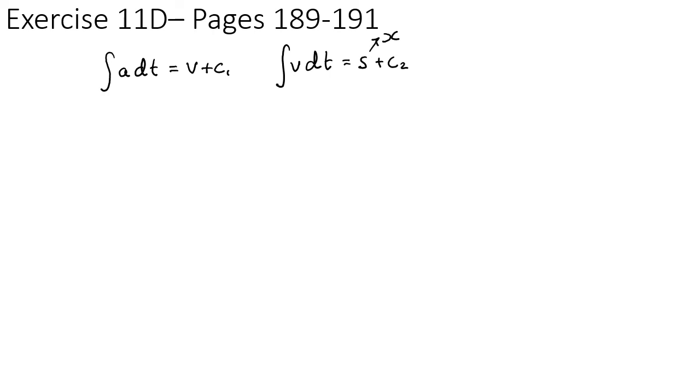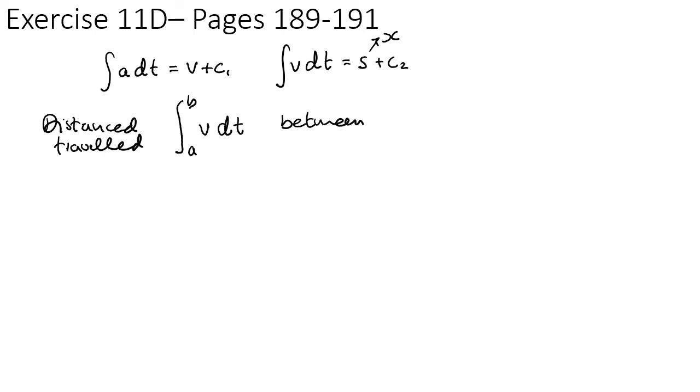If we want to find the distance travelled, we're going to integrate our velocity with respect to t, and this is going to be the distance travelled between times a and b, and that will give us the distance travelled. So remember, there's no constant of integration.